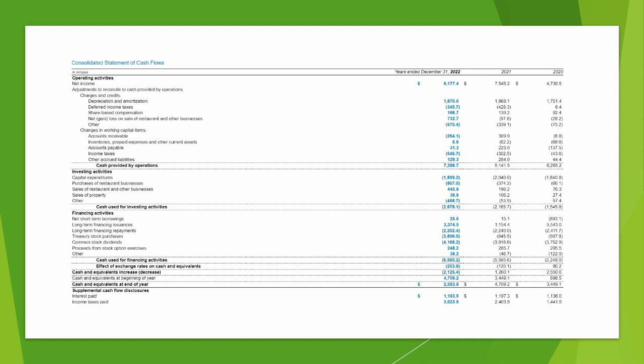Here we see cash inflows of roughly $3.4 billion from long-term financing issuances and another $248 million that came from proceeds from stock option exercises. We also see that there are charges of $2.2 billion from long-term financing repayments and another almost $4.2 billion from common stock dividends.